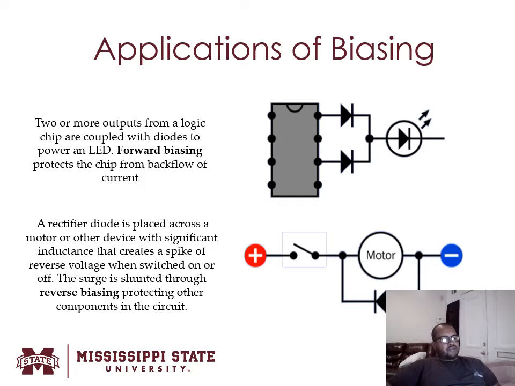So here I have a rectifier diode that's placed across a motor, right? And it's a motor that creates a spike of reverse voltage when switched on or off, right? So basically what I'm trying to do is use the reverse biasing to protect all the other components in the circuit, okay?